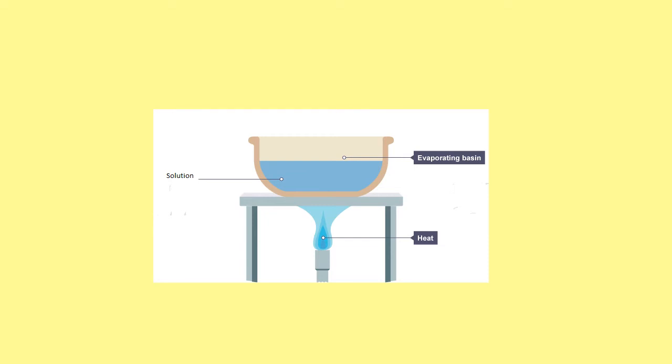So the way to speed evaporation up is to heat it. The bit of equipment used is an evaporating basin. Now it is a bowl-shaped container that is made of a material that allows it to be heated up very, very hot without melting or breaking. The solution gets put inside the evaporating basin and it gets heated over a Bunsen burner, usually on a roaring or a blue flame to make it very hot.